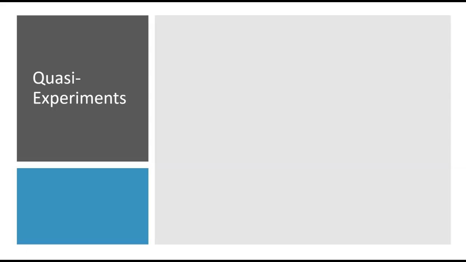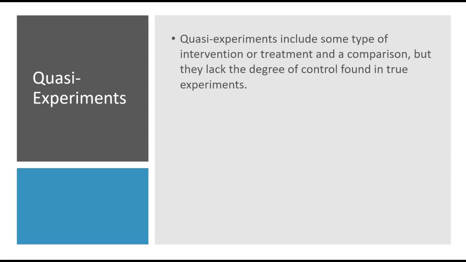Now we're going to shift gears a bit and talk about this type of research called quasi-experiments. I mentioned before, quasi, I always tell my students, means sort of, or it's experiment-like. Quasi-experiments involve the manipulation of an independent variable and a comparison group. But what you don't have is the kind of control over random assignment that you would have in a true experiment.